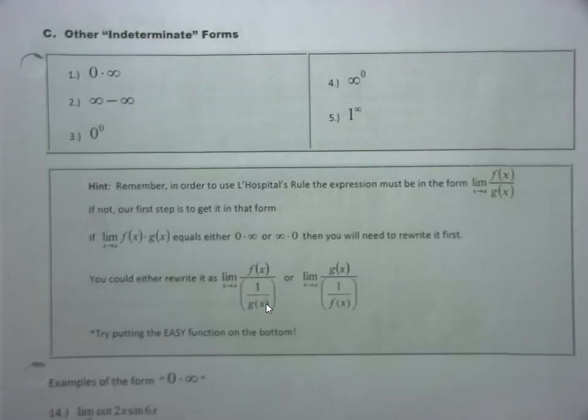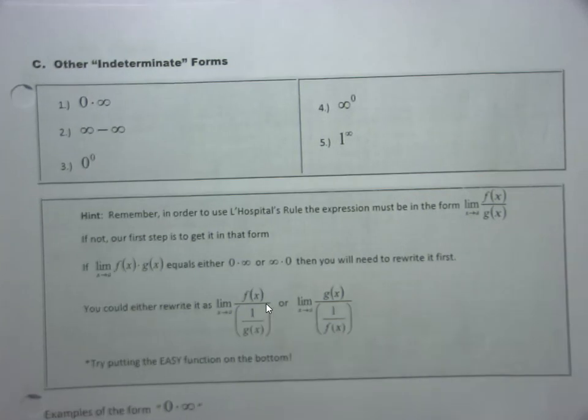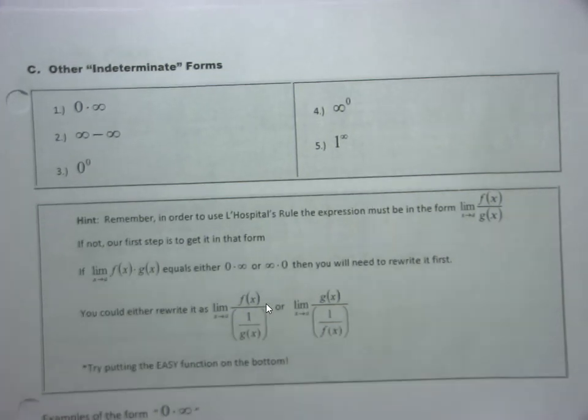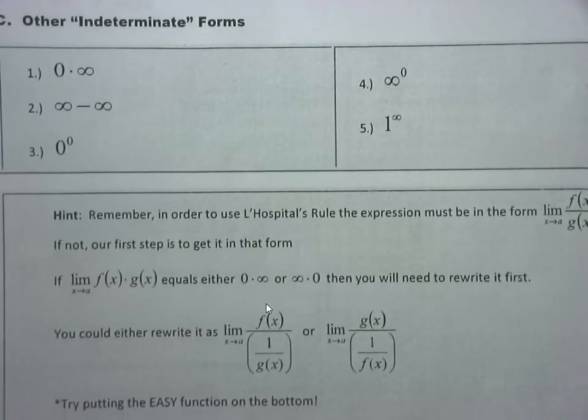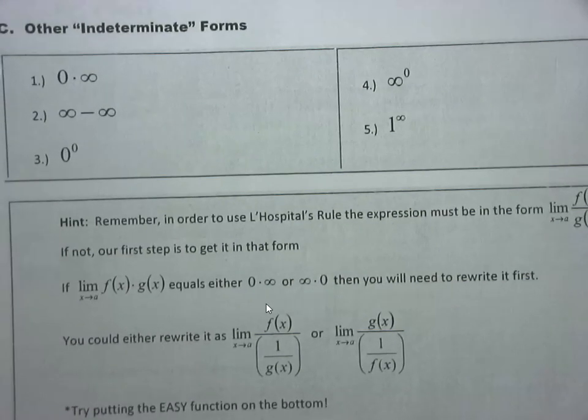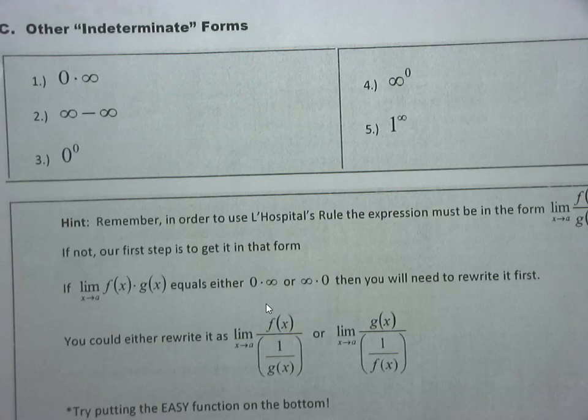Here's where it gets interesting. There are other indeterminate forms out there. The other indeterminate forms are 0 times infinity. Think about it. What is 0 times infinity? Is it 0? Is it infinity? Well, it depends. How fast are you going to 0 versus how fast the other dude's going to infinity is what the multiplication of this thing is going to be.